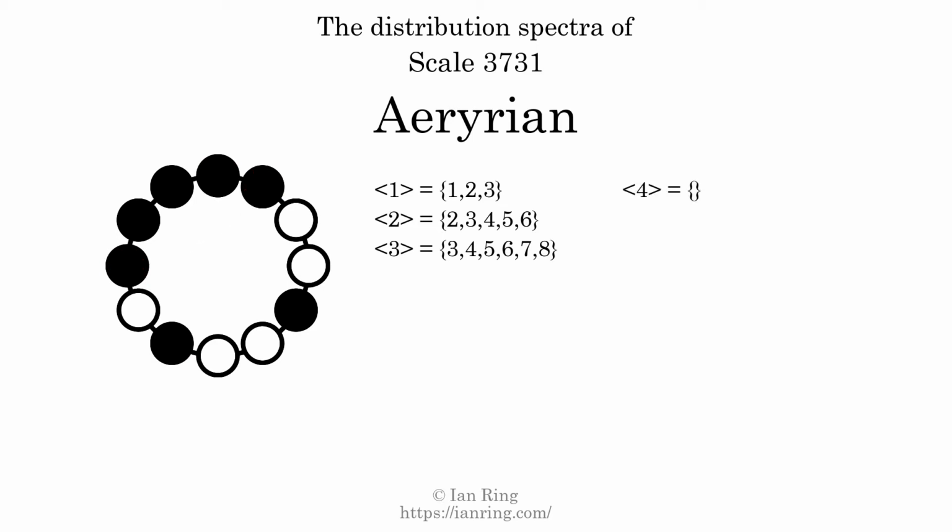The generic interval of 4 scale steps comes in 6 different specific interval sizes: 4 semitones, 5 semitones, 6 semitones, 7 semitones, 8 semitones, and 9 semitones. The spectrum width of this generic interval is 5.